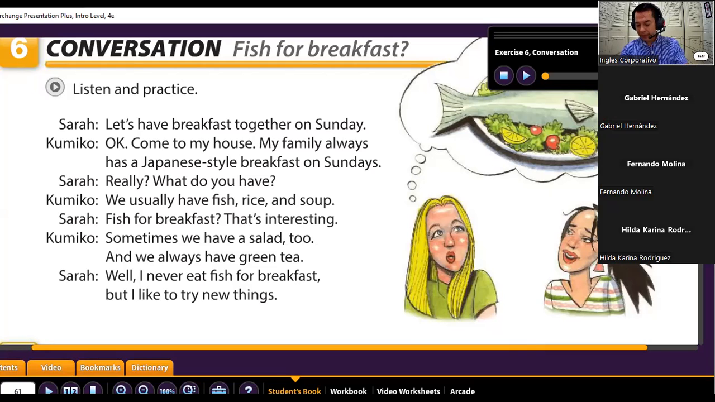Let's have breakfast together on Sunday. Come to my house. My family always has a Japanese-style breakfast on Sunday. Really? What do you have? We usually have fish, rice, and soup. Fish for breakfast, that's interesting. Sometimes we have a salad too, and we always have green tea. Well, I never eat fish for breakfast, but I like to try new things.